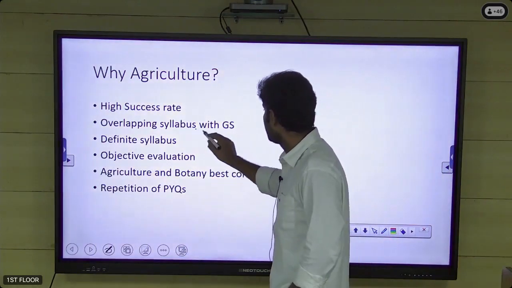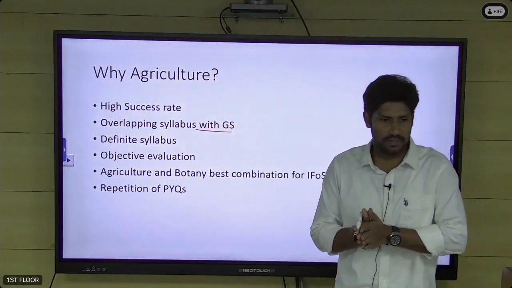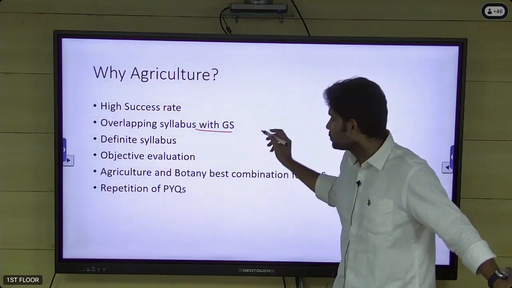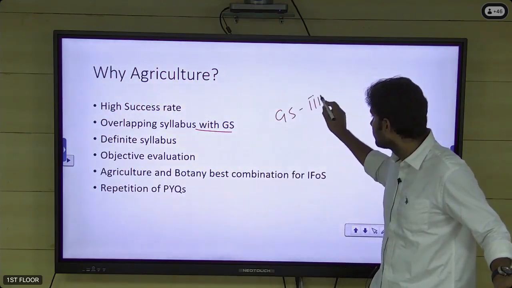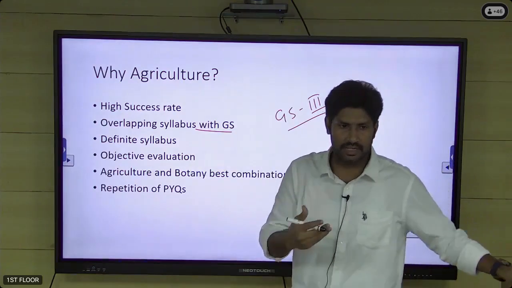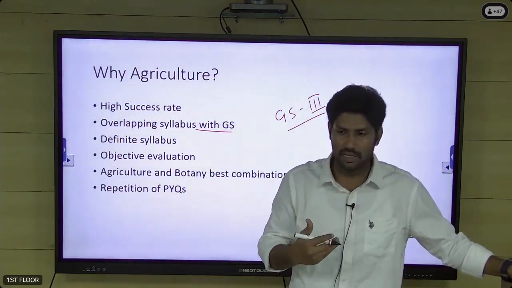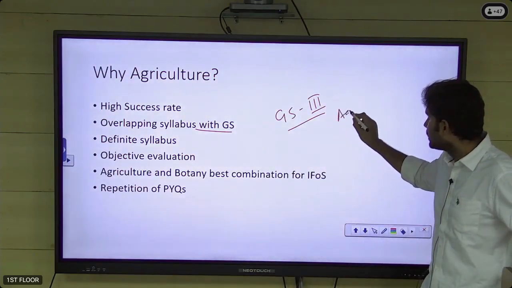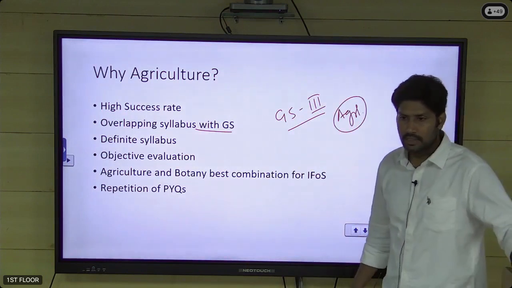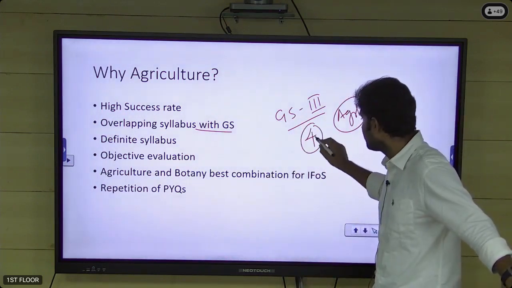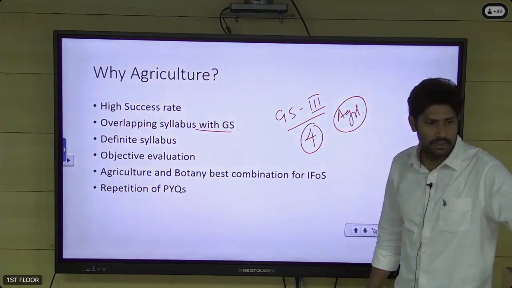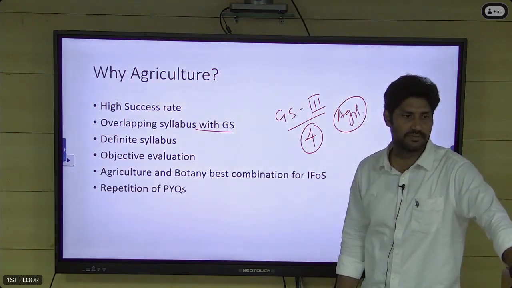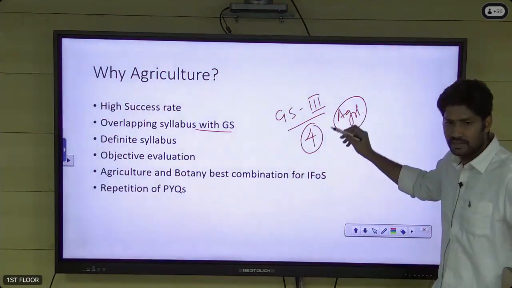Recently, after the revision of the GS syllabus, there is one more advantage in choosing agriculture optional. We have an overlapping syllabus with the GS. In the mains exam, there are 4 GS papers, GS paper 1, 2, 3, 4. GS paper 3 deals with the Indian economy, and agriculture economy is also part of the Indian economy. So every year, there are 4 questions from agriculture, agri issues. These agri issues are covered in our UPSC optional syllabus itself. So if you cover the optional syllabus, you will be able to answer the 4 questions.